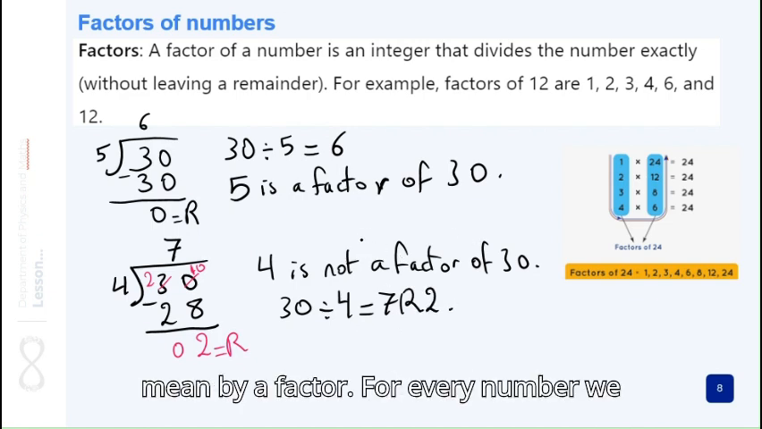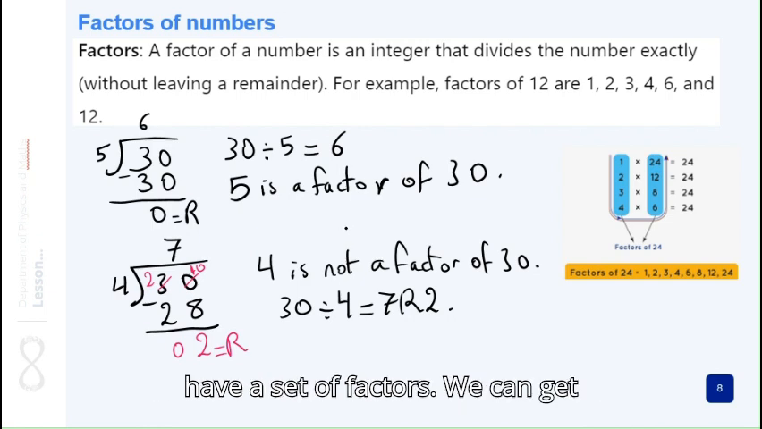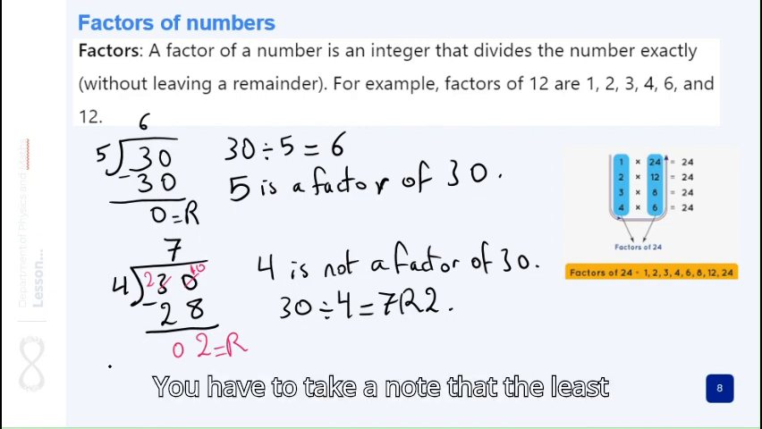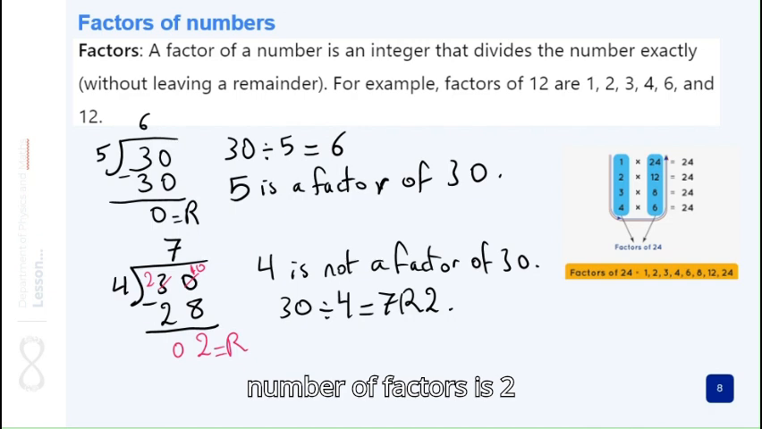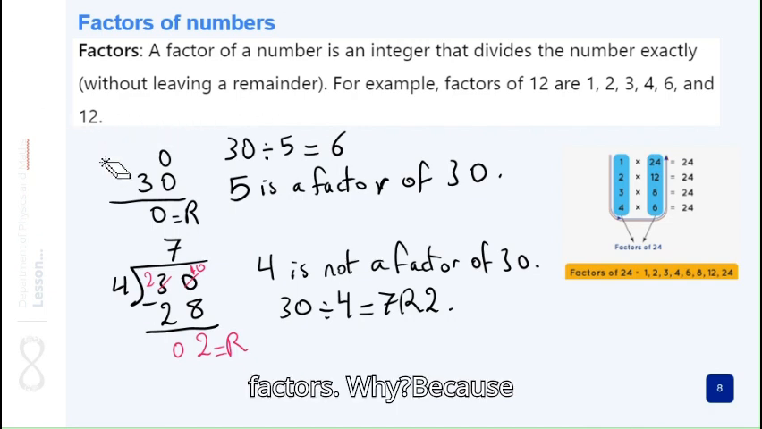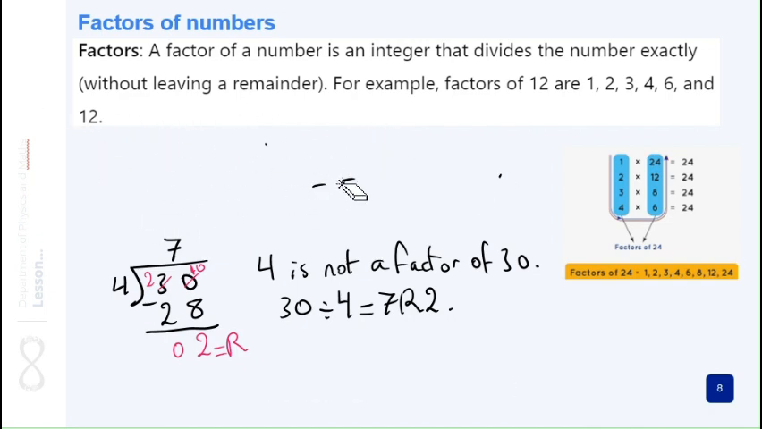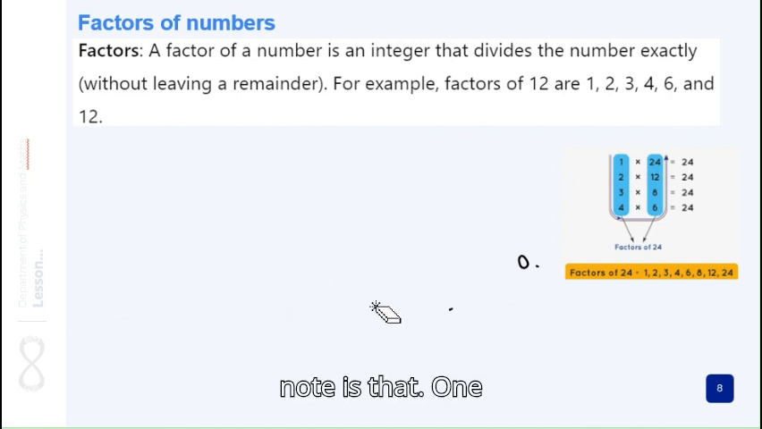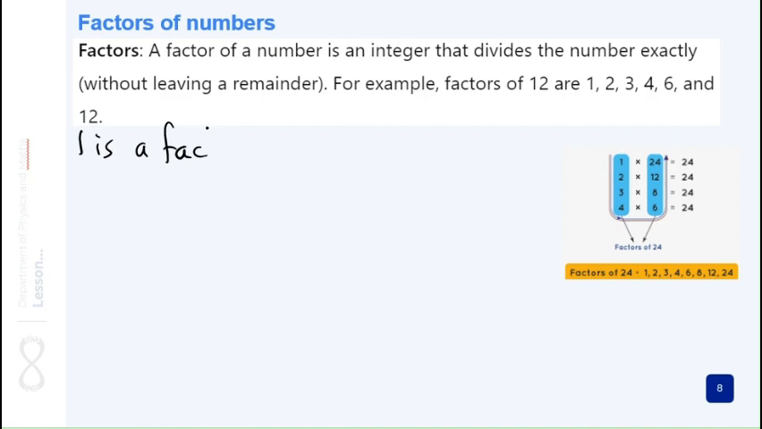This is what we mean by a factor. For every number we have a set of factors. We can get maybe 2 factors, 3, 4, 5. You have to take a note that the least number of factors is 2 factors. Why? Because the first and most obvious note is that 1 is a factor of any number.